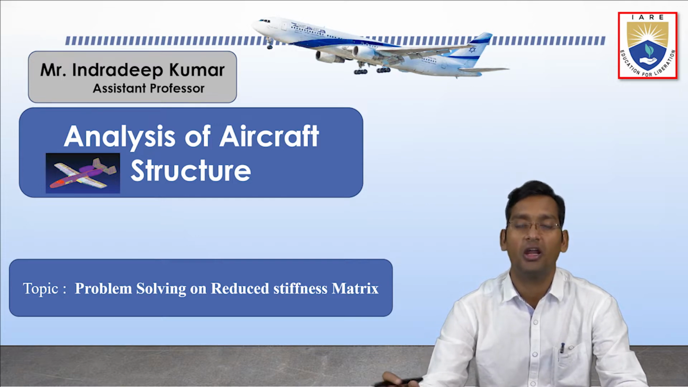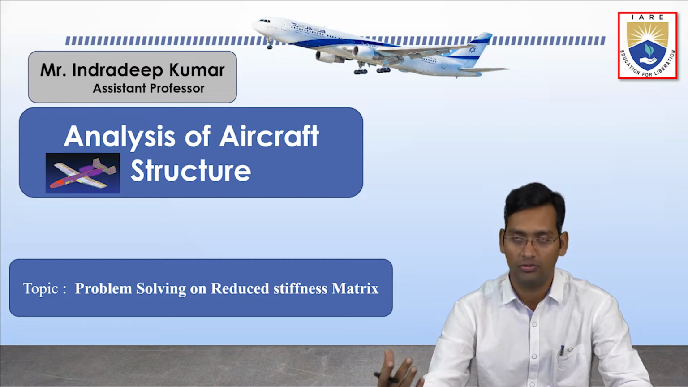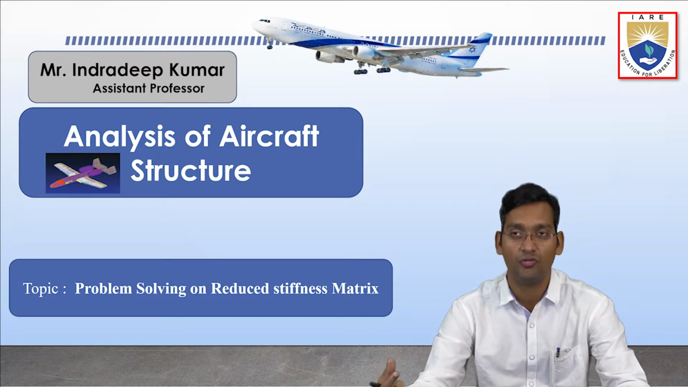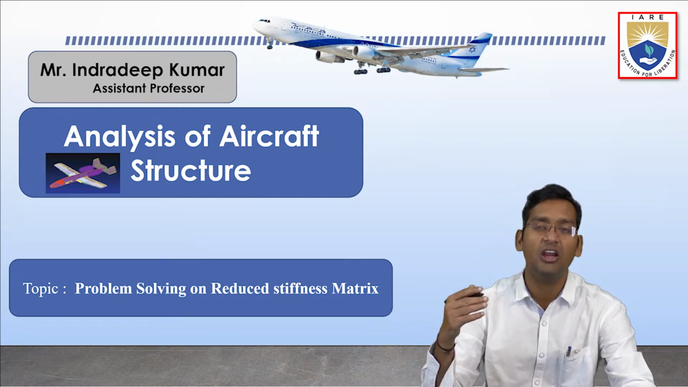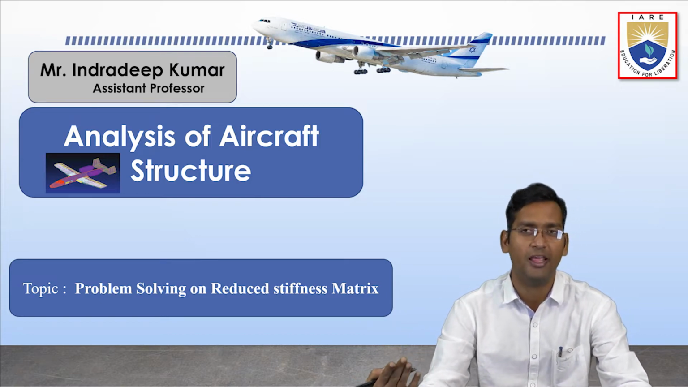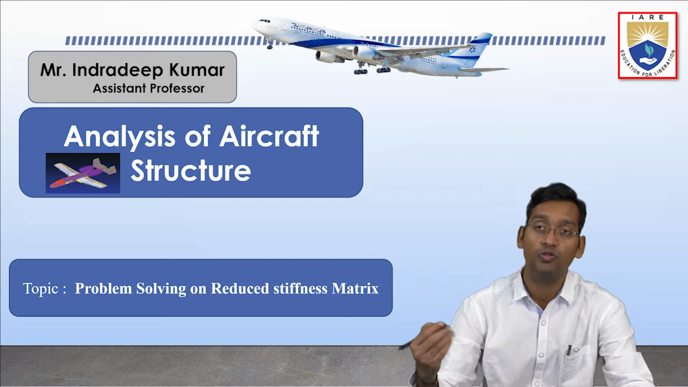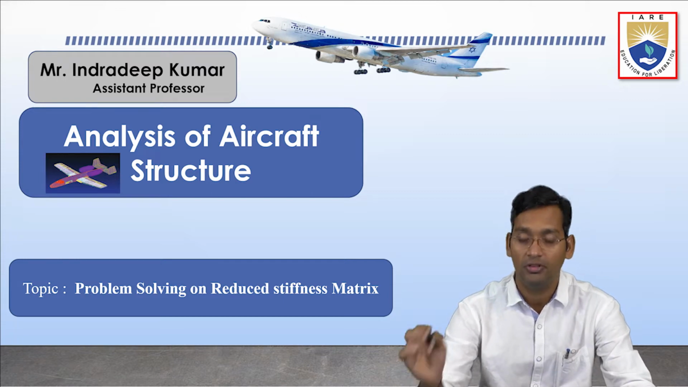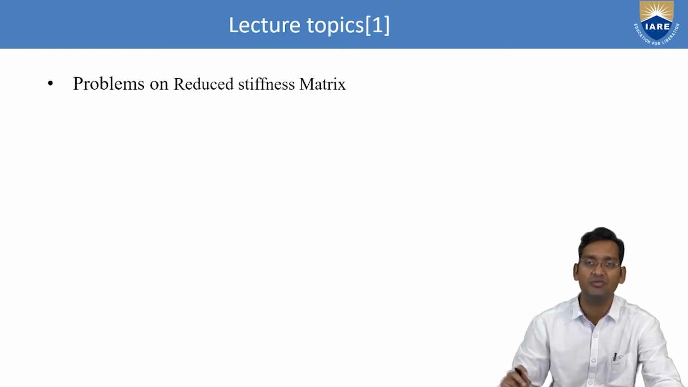So earlier we had seen how many stiffness matrices there will be. Now we will see how many independent elastic coefficients there were. In this video we will see a problem on the reduced stiffness matrix. Earlier we had seen that for anisotropic material there were 21 independent elastic constants. With that, how to find them and why that is important, we will see in this video. Okay, so a problem on the reduced stiffness matrix.